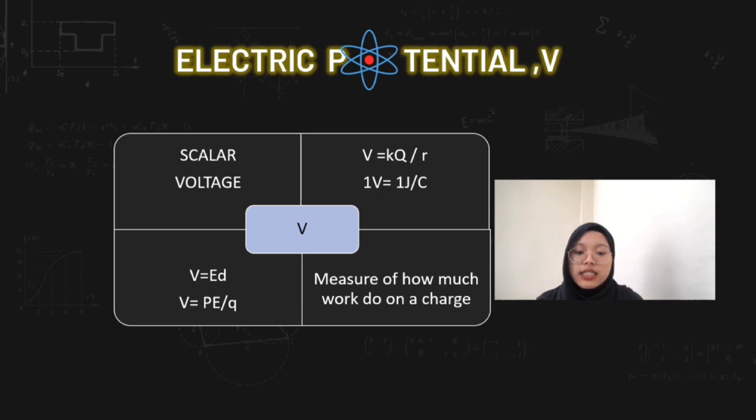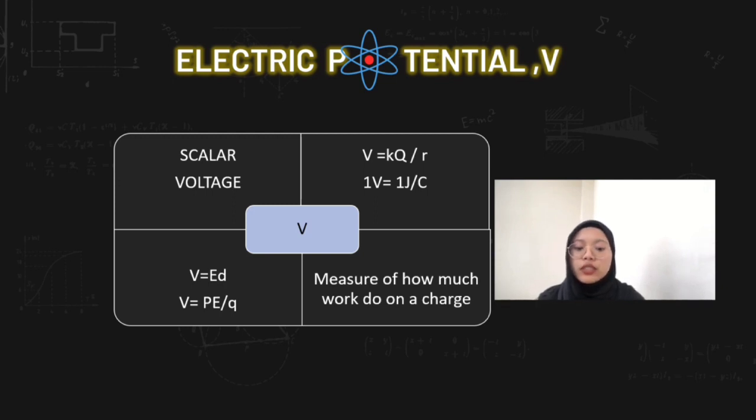Next, the electric potential V. Electric potential is a scalar quantity and uses the volt as the unit. The formula used for electric potential is V equals KQ over R. K is the constant, which is 9 times 10 to the power of 9. Q is the charge, and R is the distance between the points.